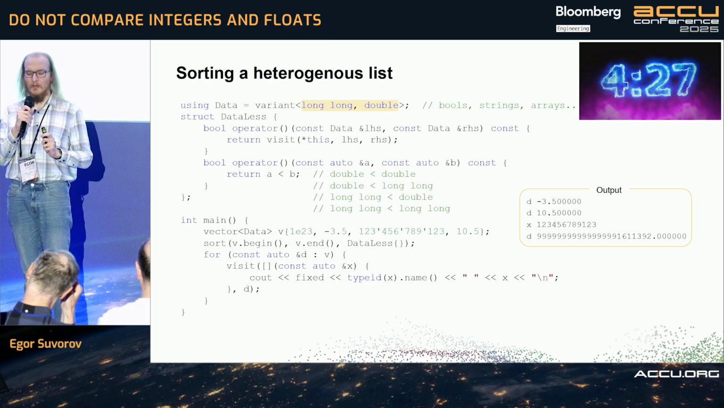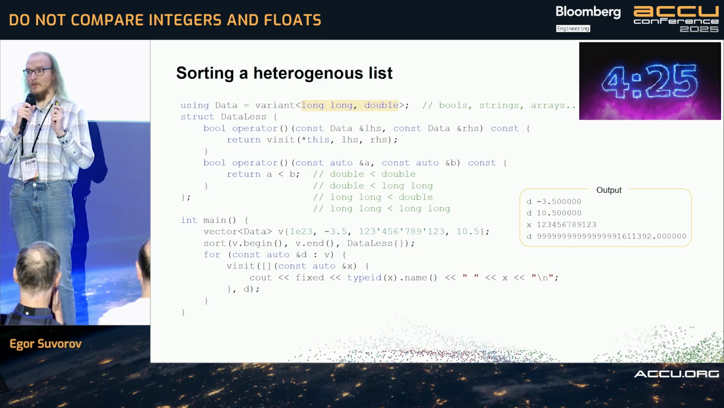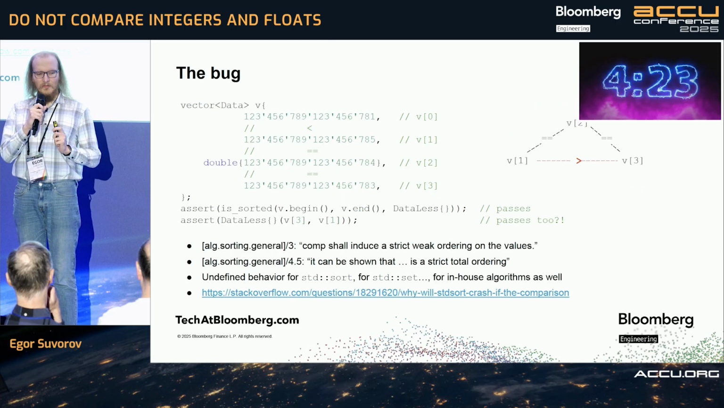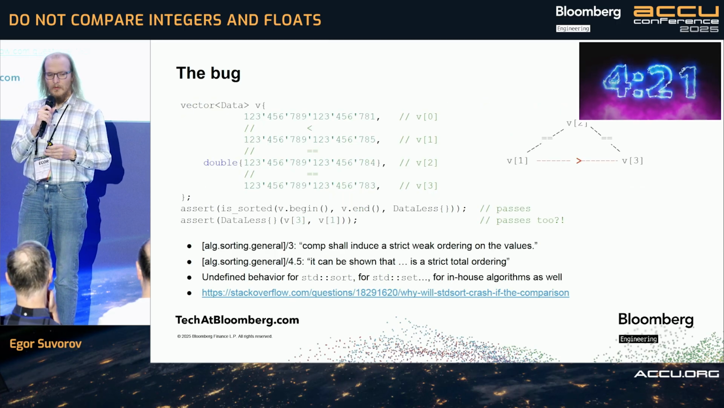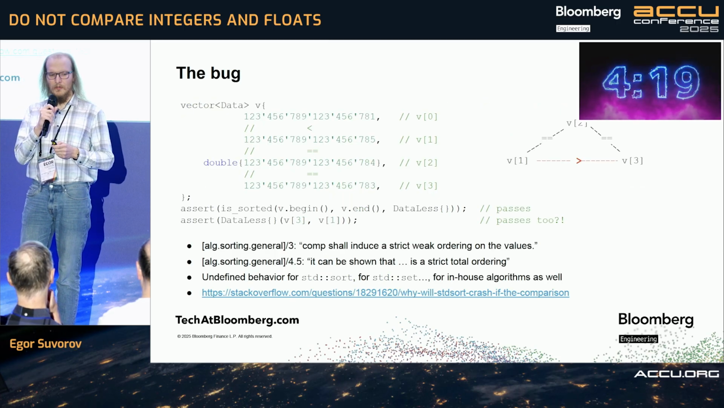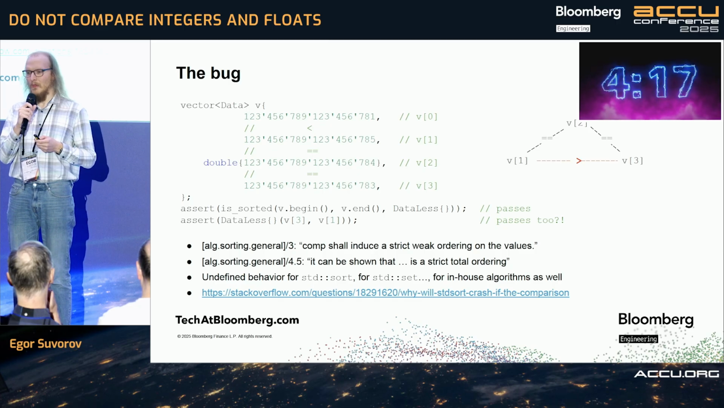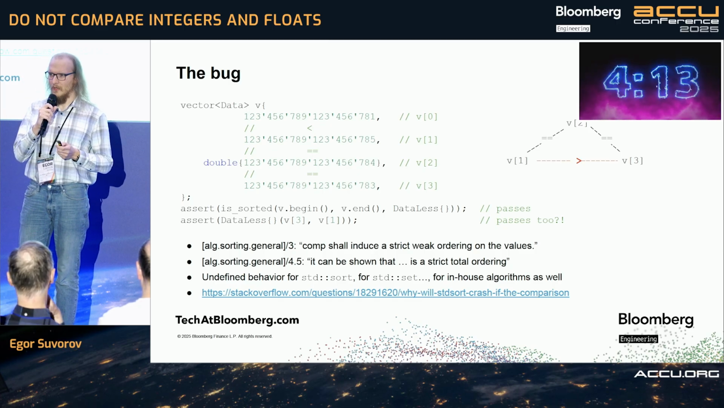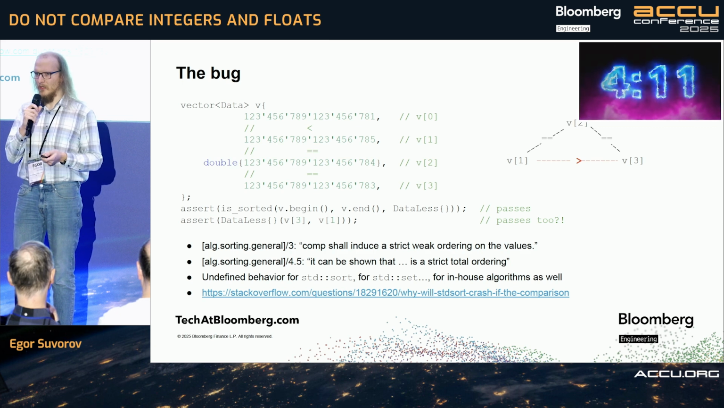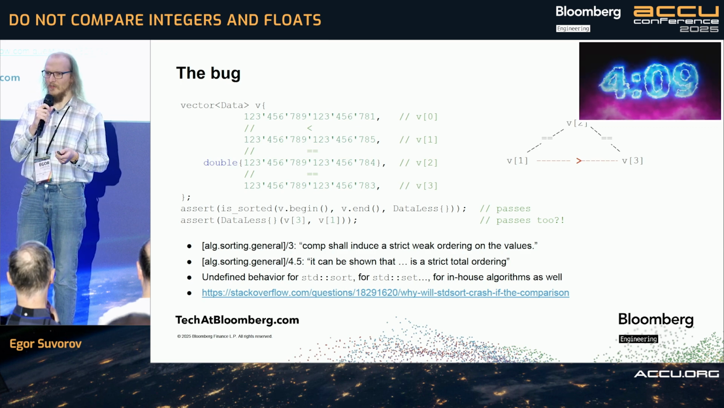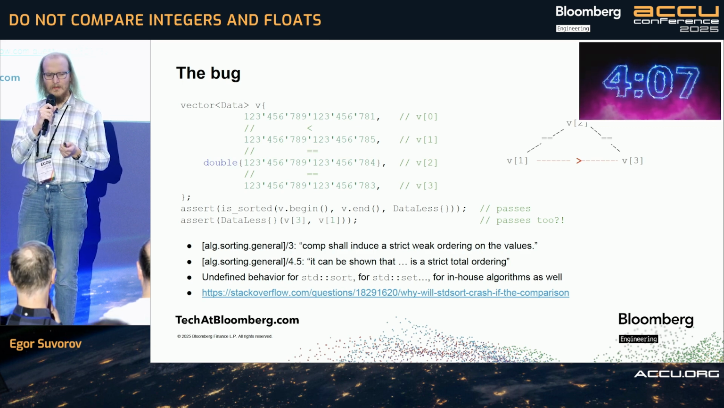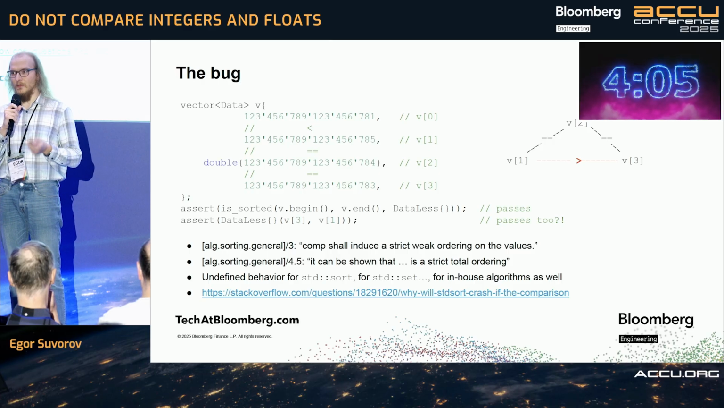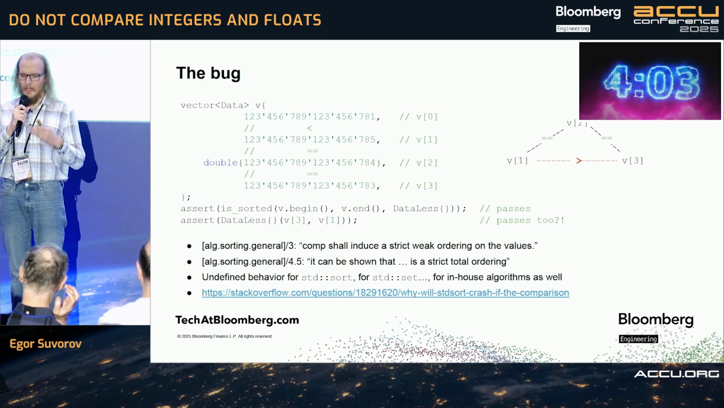It sorts reasonable inputs, but there are unreasonable inputs as well. One of them is on the screen. So I have 4 values. V0 is strictly less than V1, but then things get weird. V1 is equal to V2 according to my comparator. V2 is equal to V3 according to my comparator. So the whole vector is actually sorted, but I also clearly have V1, which is strictly greater than V3. So I have a contradiction.